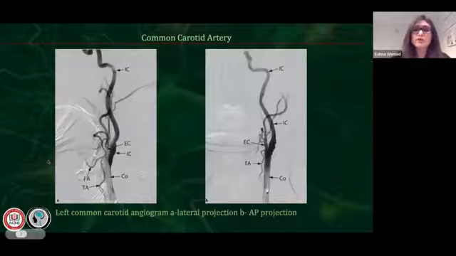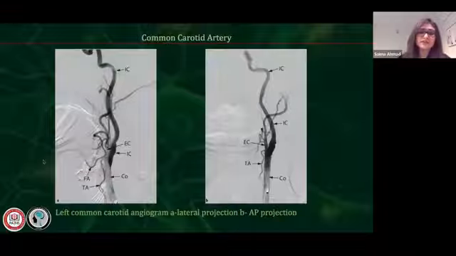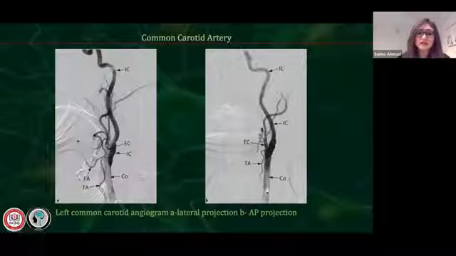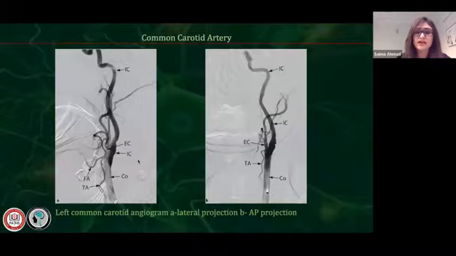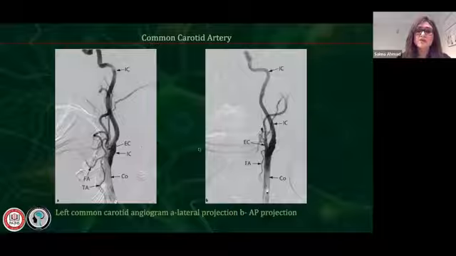So we start with the common carotid artery. First is the cervical segment of the common carotid artery. So this is the lateral and the AP projection of the common carotid artery. And I told you earlier that we have to be specific about the projections which we are going to see. So for the common carotid artery, we want to see the bifurcation. For the bifurcation, the best view is the right anterior oblique and the left anterior oblique. If on the left side, then the left anterior oblique. If on the right side, then the right anterior oblique.